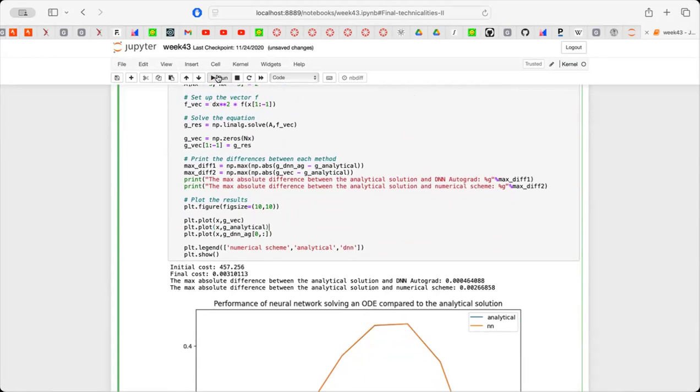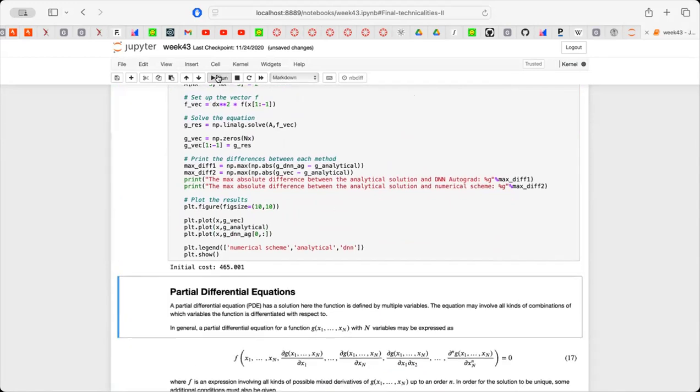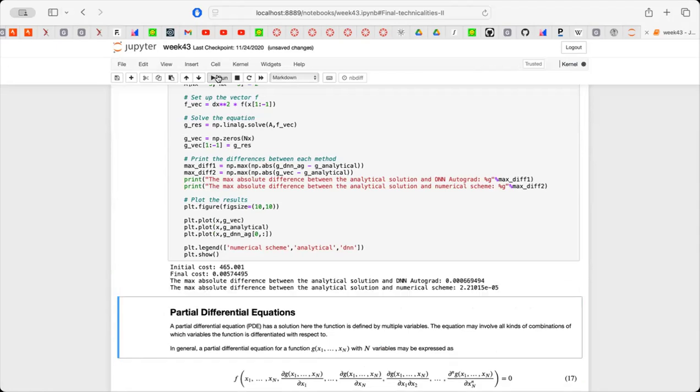So let's see what happens if we now increase to 100 integration points. One of the things you will often notice is that the error which you get with a neural network doesn't change that much as a function of the number of integration points. However, the linear algebra solver which we have adopted, the Thomas algorithm, gets better and better when we increase the number of integration points.